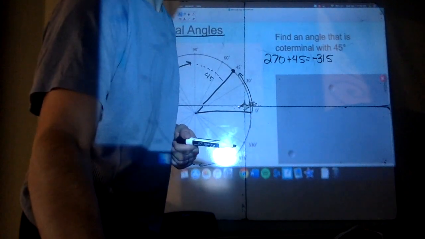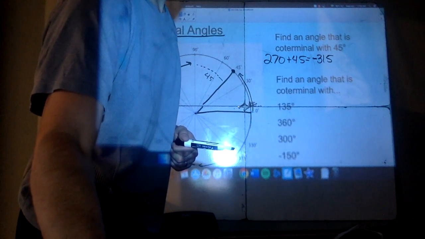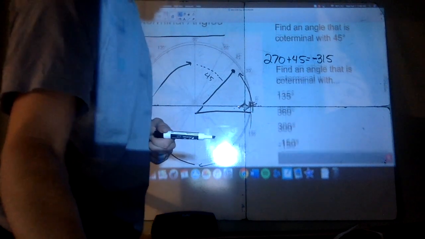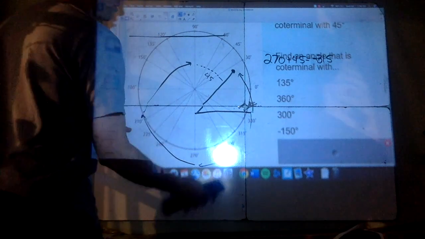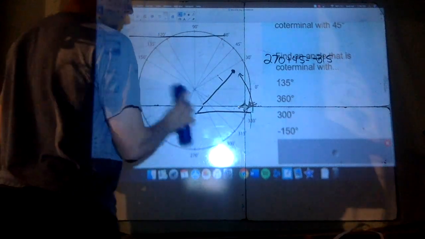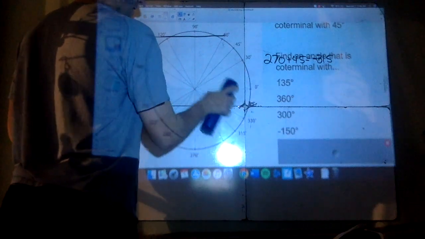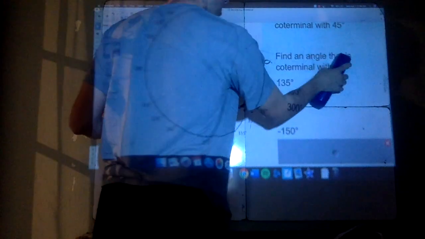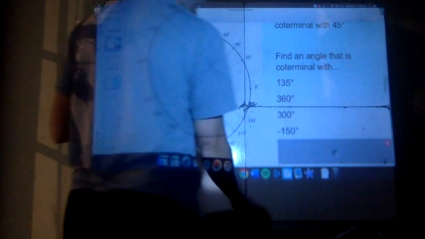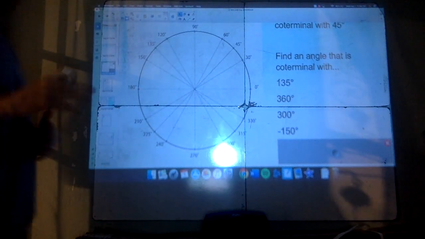So what I want you to try is find an angle that is coterminal with those 4 over there. Once again, pause the video and take a little bit of time to try to find angles that are coterminal with those.